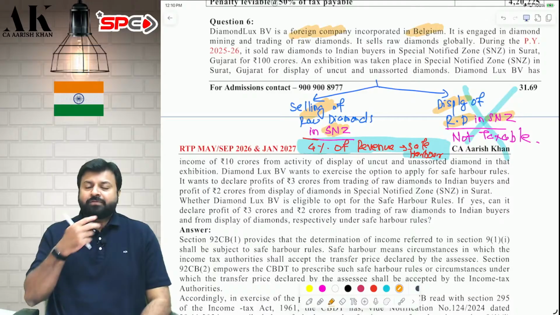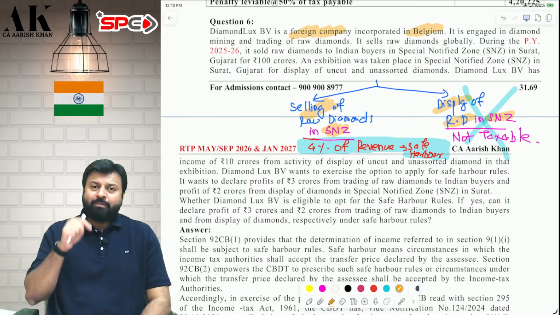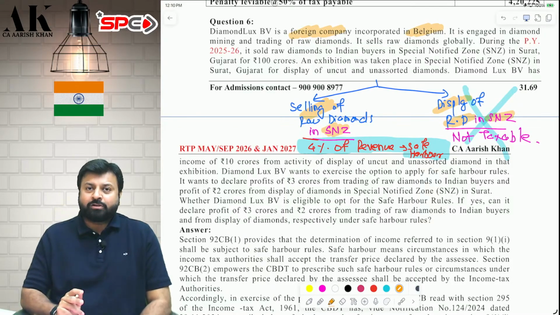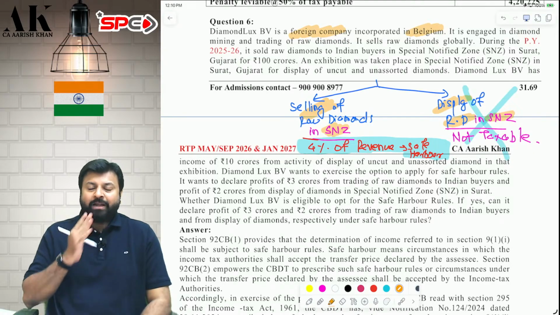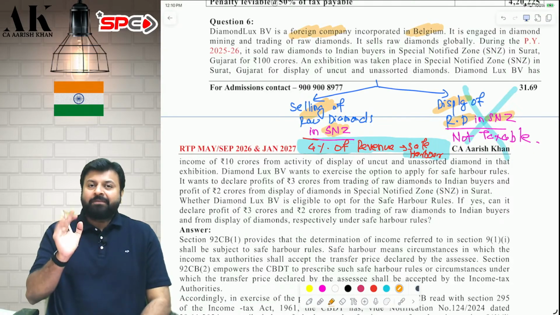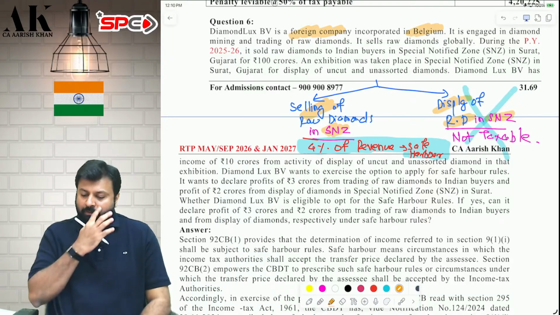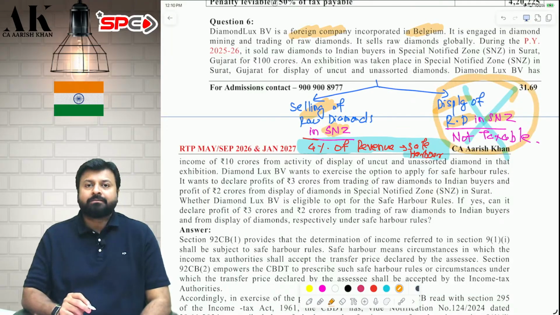So now the question is, this foreign company is doing two things: selling raw diamonds in special notified zone, and also displaying raw diamonds in special notified zone. Are they eligible for safe harbor rule? Now let me tell you who is eligible for safe harbor rule and who is not eligible for safe harbor rule. First of all, let me talk about the display point.